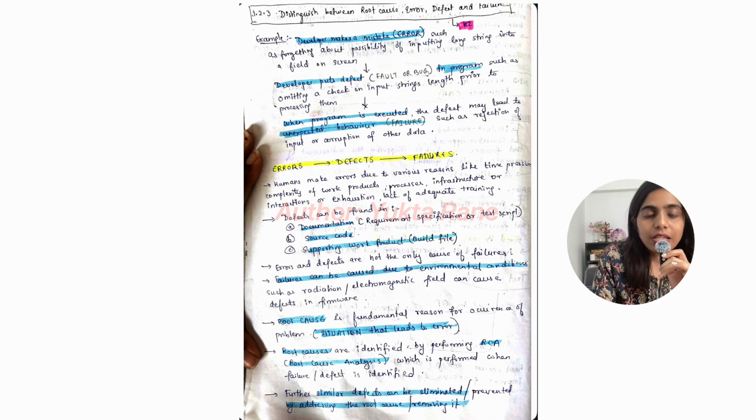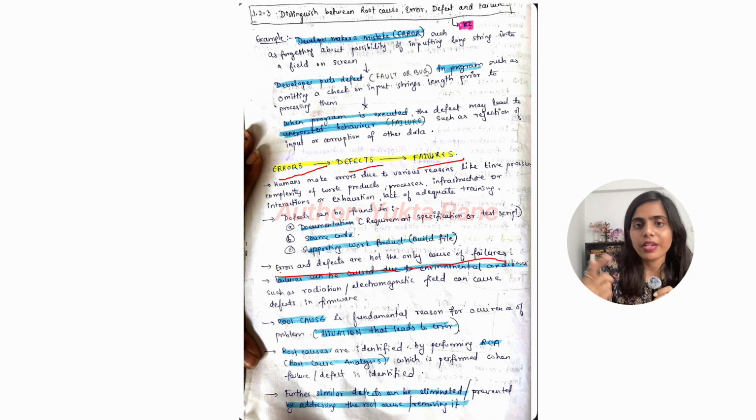So basically errors lead to defects and defects lead to failures. And before errors comes the root cause. Root cause is a situation that leads to error. But definitely errors and defects are not the only causes of failures. Failures can be caused by other environment factors also, such as radiation or electromagnetic field, which can also cause failure in the firmware or can lead to defects in the firmware.